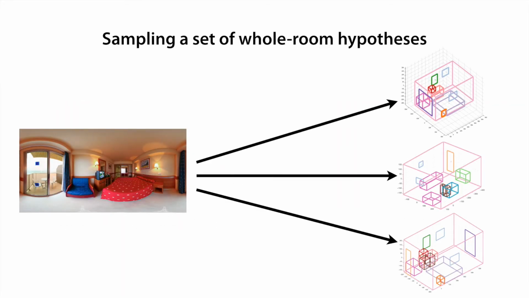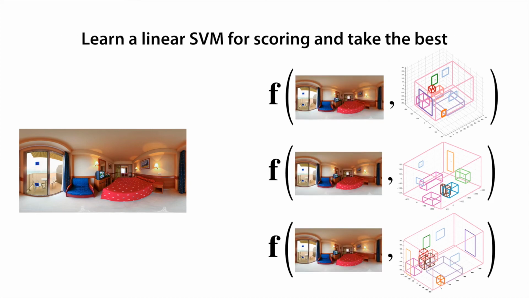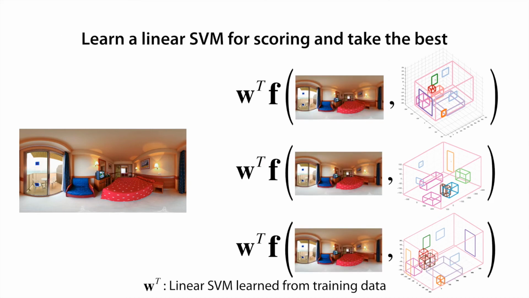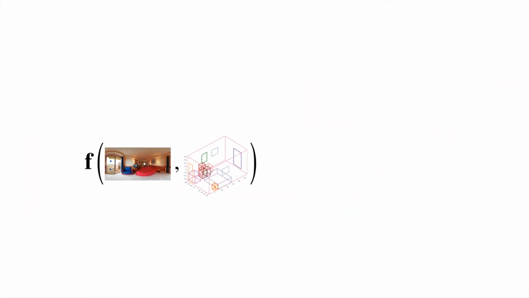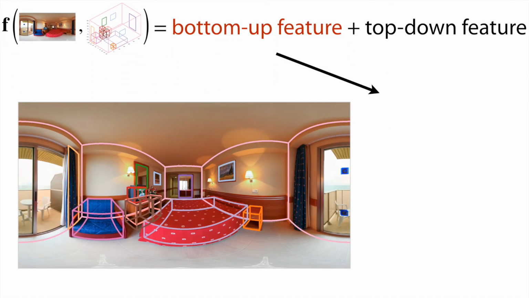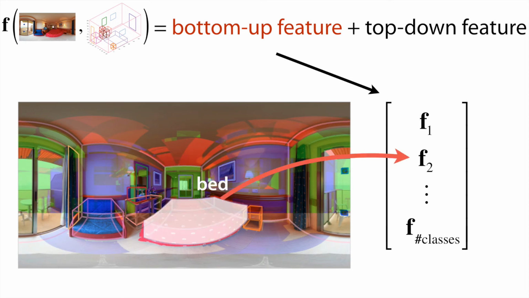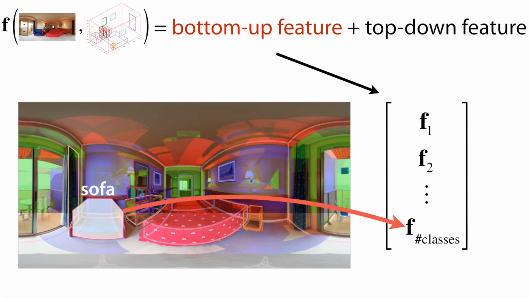In order to search for the best room, we compute holistic features for each whole room hypothesis, and train a linear SVM to rank them. We take the one with the highest SVM score as our output. The design of the holistic feature is very essential in our system. It consists of bottom-up feature and top-down feature. For the bottom-up feature, we collect surface normal estimation from region covered by objects of each category and concatenate them as the feature vector. So it encodes local information from each semantic category.